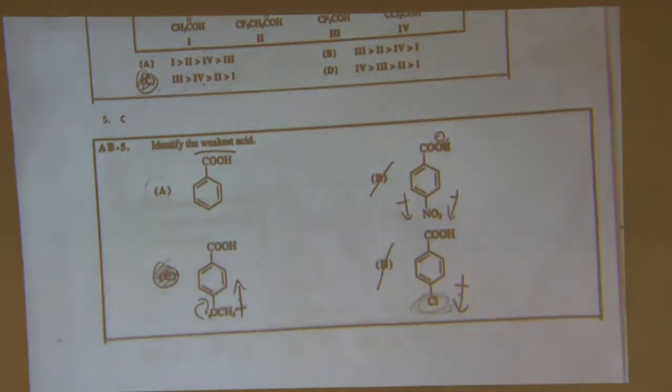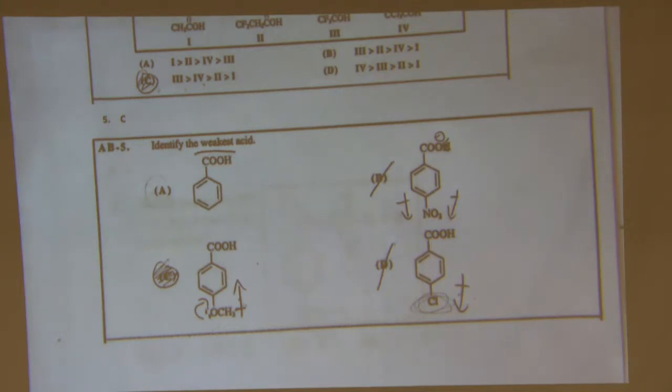Yes? If you had 3 electron withdrawing groups, would A be the weakest acid? Yeah. So if C, B, and D were all electron withdrawing groups, then yes, A would be the weakest acid because the other ones are going to be stronger because of that. Any other questions? That's a good one.